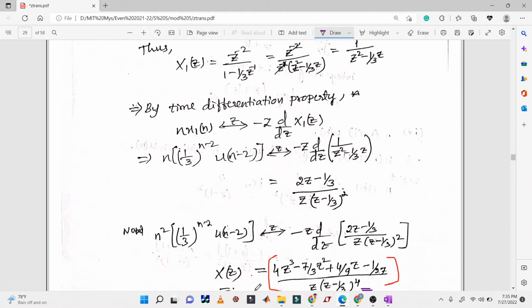So here it is not included actually. In this problem, please make that correction. 1 by 9 should be included. Okay, solve and see. So n square 1 by 3 is all they have written. So it is 1 by 9 into n square, right?